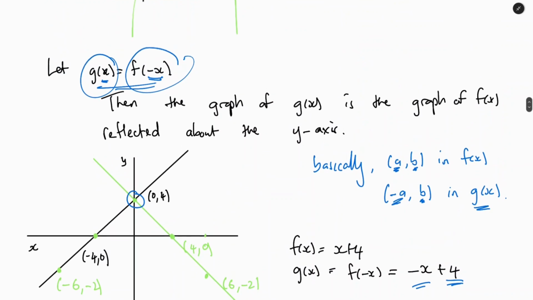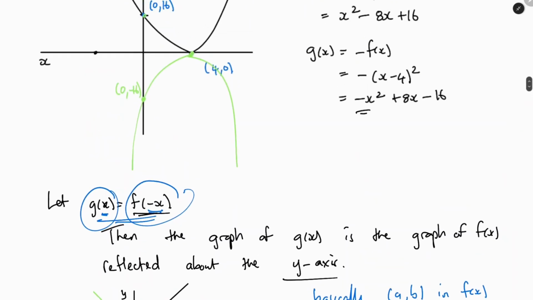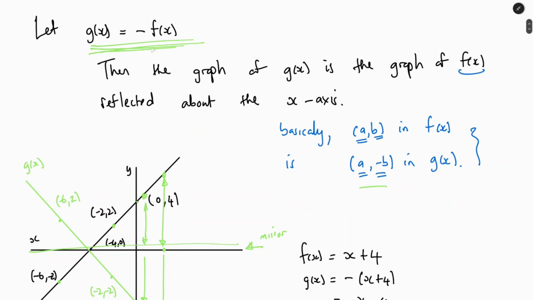Just to quickly recap, if we have a graph f of x, and we take g of x and let it equal f of minus x, then we reflect about the y-axis. And of course if we let g of x equal minus the entire value of f for each point, then the graph of g of x is the graph of f reflected about the x-axis. Okay, and that's all there is to it. It's really easy to remember, so give it a go.